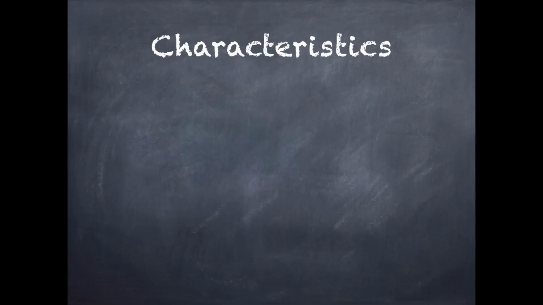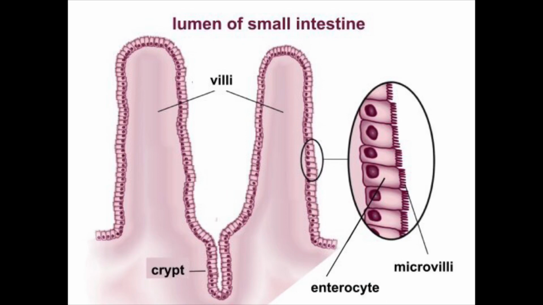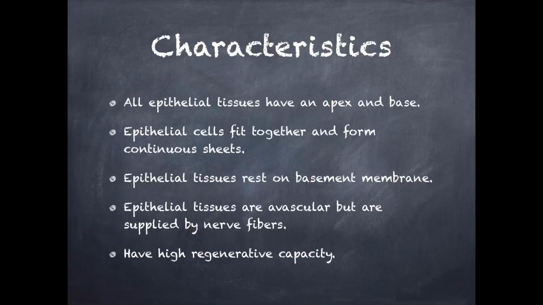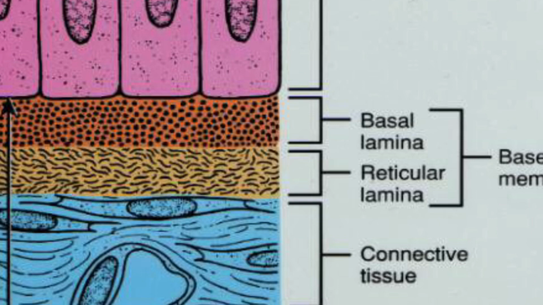Now, characteristics of epithelial tissue. All epithelial tissues have an apex and base. The apical surface has microvilli, which are extensions of the plasma membrane, and these microvilli increase surface area for absorption. Some have motile cilia, which are hair-like projections. Next to the basal surface, there is a basal lamina, which regulates passage of molecules.